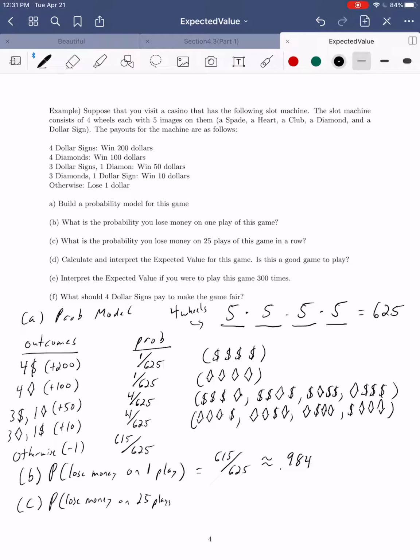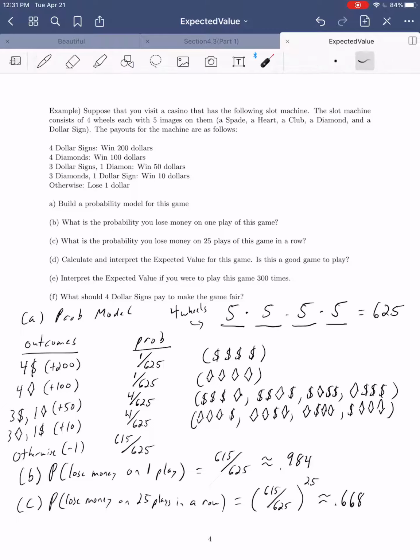25 plays in a row. So we need this to happen 25 times in a row. So we're going to multiply this with itself 25 times, which means we're going to raise this to the 25th power. So we can calculate this as 615 out of 625 raised to the 25th power. And if we calculate that, well, we should see that that comes out as about 0.668.